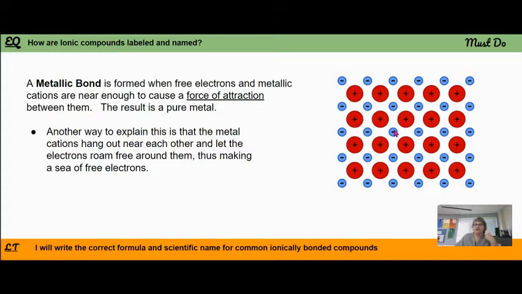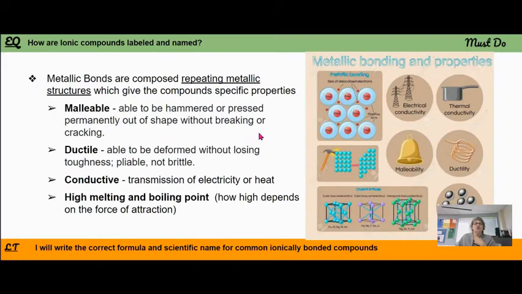So if you think of the electrons as water droplets, if you put them all together, you get this big sea of electrons that are floating around in the metal, which is why metals are really good conductors of electricity. Okay, so those metallic bonds are composed of repeating metallic structures which give the compound specific properties.